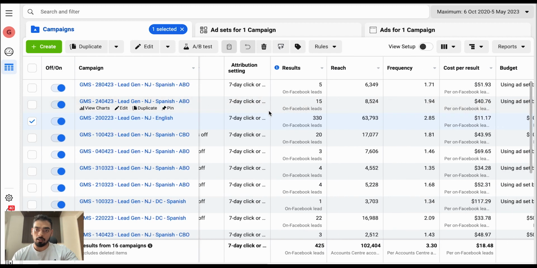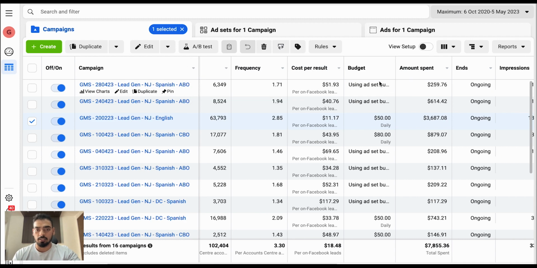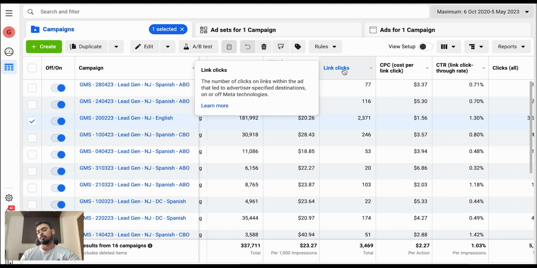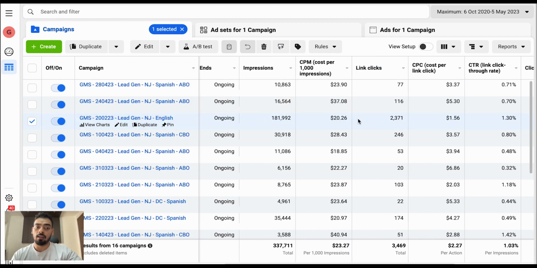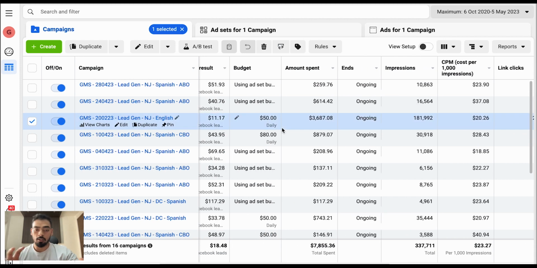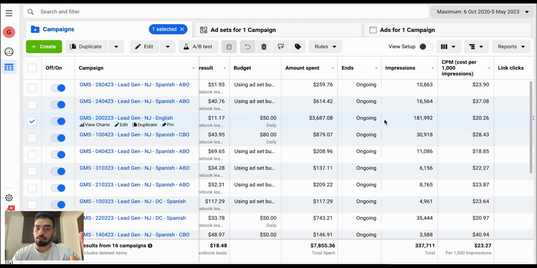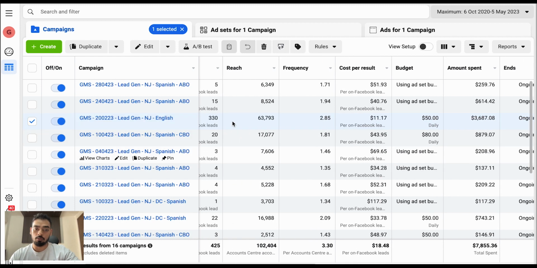Now let's talk about our targeting and creative. So reach, frequency, cost per result. You are already aware of what cost per result is. Budget, amount spent, impressions, CPM, and link clicks is also an important factor. Link clicks is basically how many people have clicked on that specific link, so that you can calculate your conversion. You can check how many leads you have received here. You see you have received 330 leads out of about 2,371 people. So 2,371 people have clicked on that link, and you have received about 330 leads.